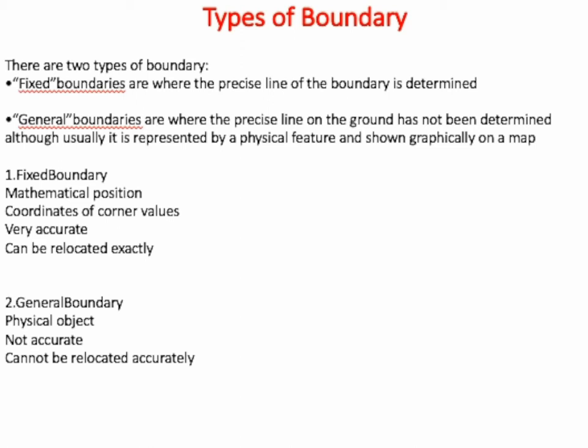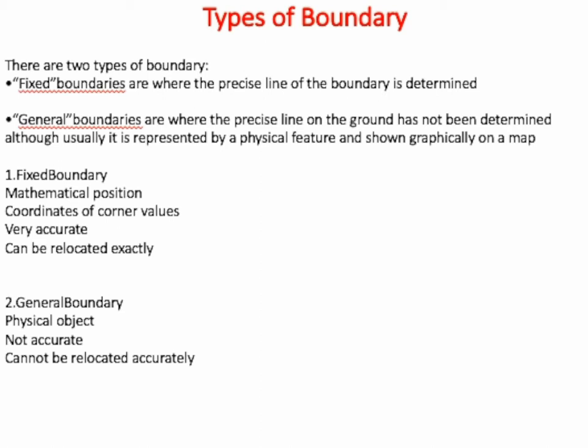The fixed boundary possesses mathematical position coordinates of every corner and its values, and it is accurate and provides security, and we can relocate this exactly. And general boundaries are physical objects, not accurate. They have been developed or determined on understanding and cannot be relocated accurately.